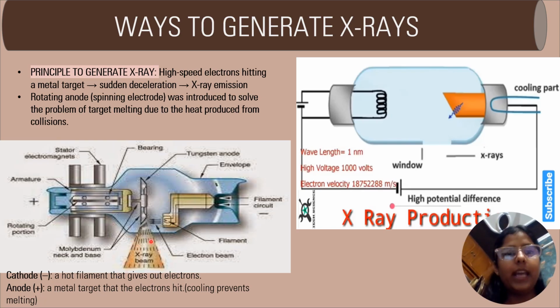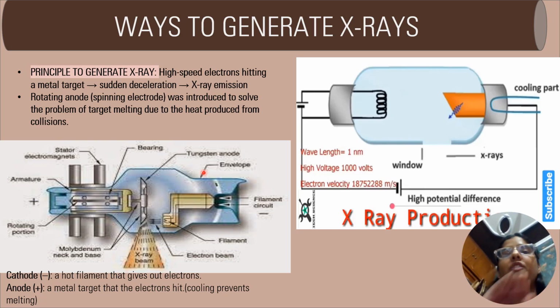Here you can see the anode, which is usually a tungsten anode. Now why tungsten? Because it has a high atomic number, so it produces high energy X-rays. It has a high melting point which can withstand intense heat, and it has good thermal conductivity to dissipate heat efficiently. Now sometimes the target is mounted on a rotating anode to spread the heat over a larger area and prevent damage. Why is heat generated?